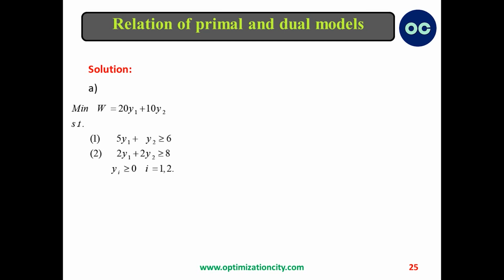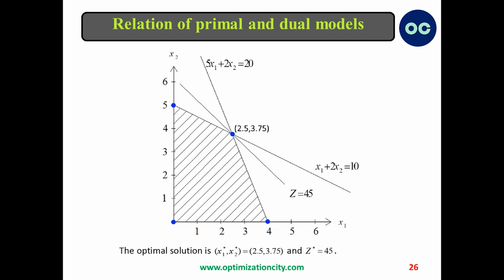This is the dual model for the primal model. We have two functional constraints for the dual model and two variables which are non-negative. In part B, the primal optimal solution for the original model can be determined graphically as follows.